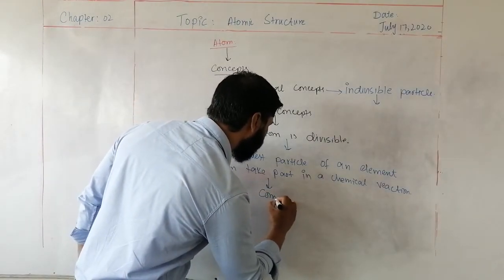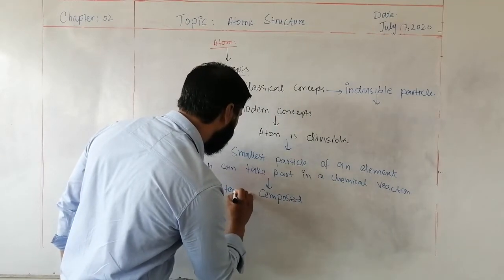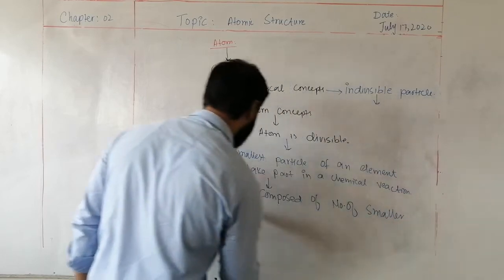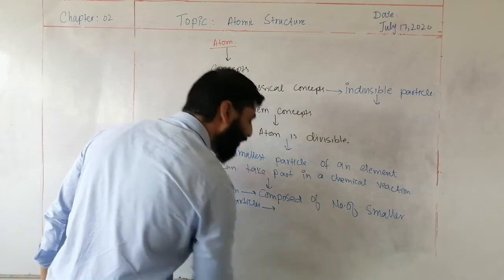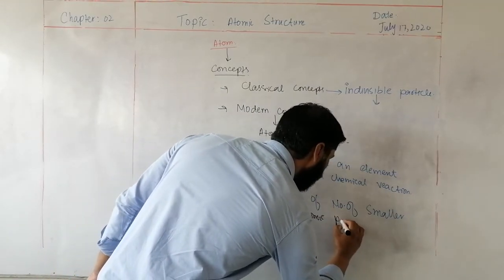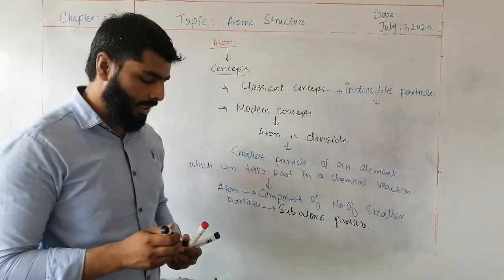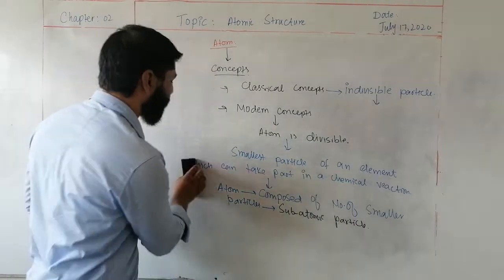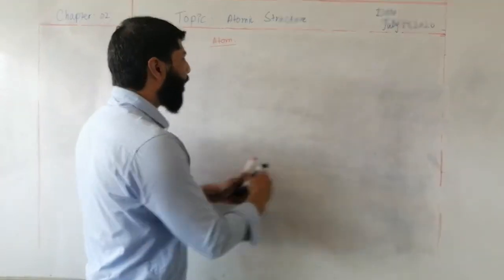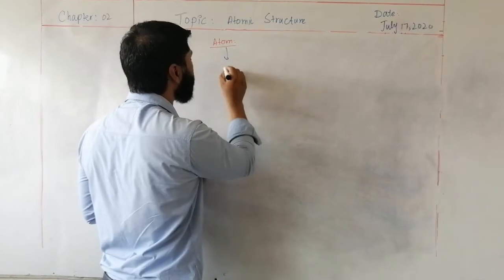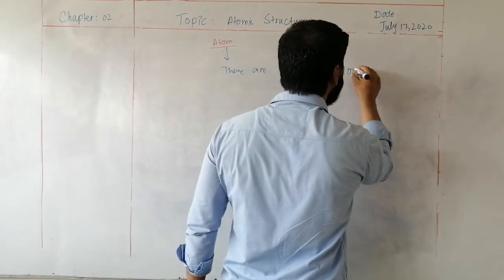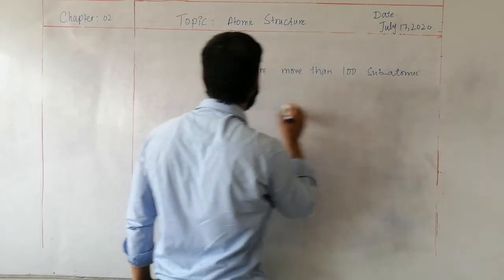The later studies revealed that atom is composed of a number of smaller particles, and these smaller particles are known as subatomic particles. How many subatomic particles are there? According to the later studies, there are more than 100 subatomic particles.